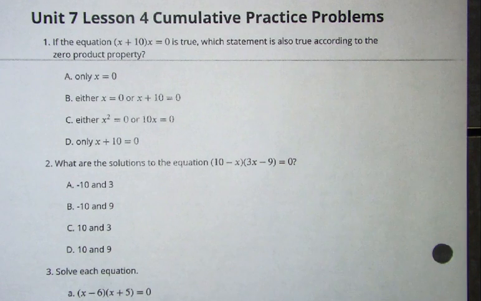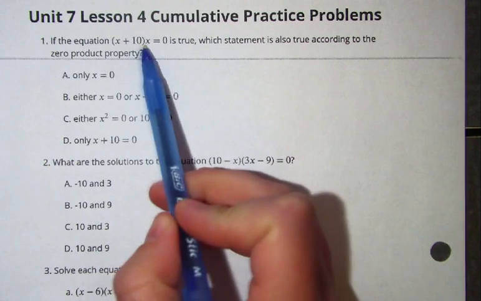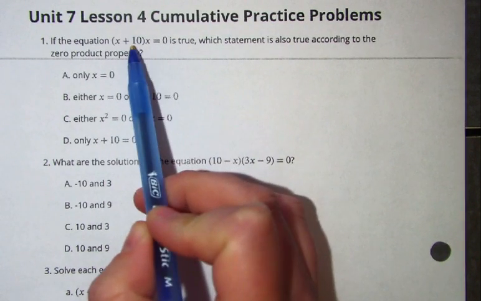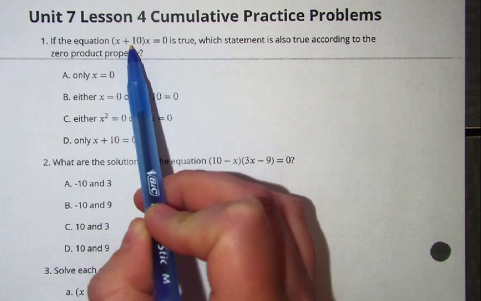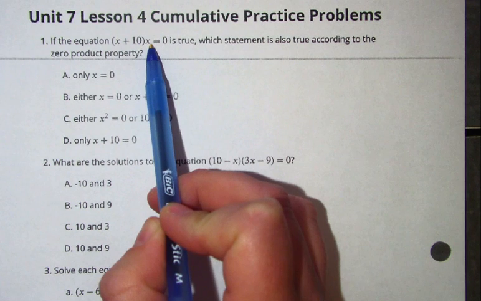Well, the zero product property says that if two things multiplied together equals 0, at least one of them has to be 0. It could be this, or it could be this.